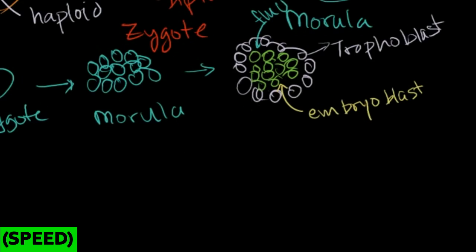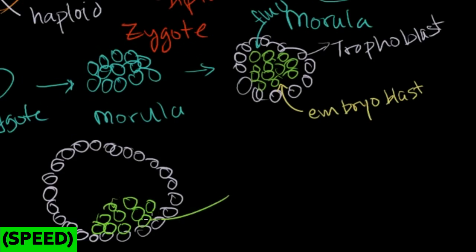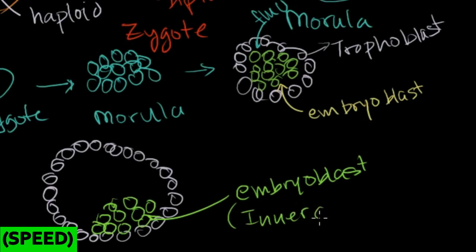And so the morula will eventually look like this, where the trophoblast, or the outer membrane, is kind of this huge sphere of cells. And this is all happening as they keep replicating. Mitosis is the mechanism. So now my trophoblast is going to look like that. And then my embryoblast is going to look like this. Sometimes it's also called the inner cell mass. So let me write that, inner cell mass. And this is what's going to turn into the organism.